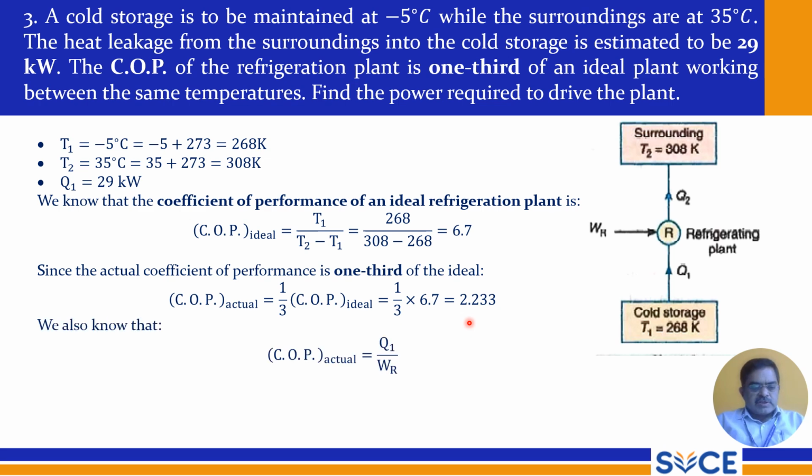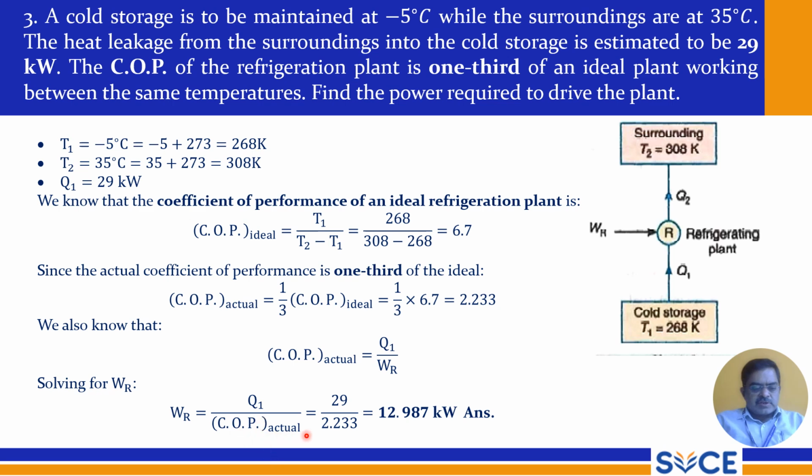Also, we know that the actual COP equals Q1 divided by WR. We know Q1, that is 29 kilowatts, and WR is unknown, so WR equals Q1 divided by COP actual. So 29 divided by 2.233 is the work of the actual refrigerator, and this is equal to 12.987 kilowatts. So this much power is required. That is the answer for this question.